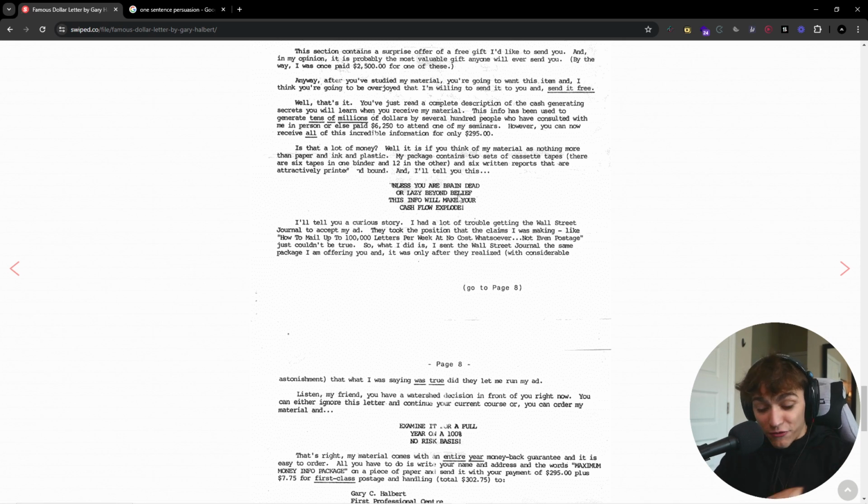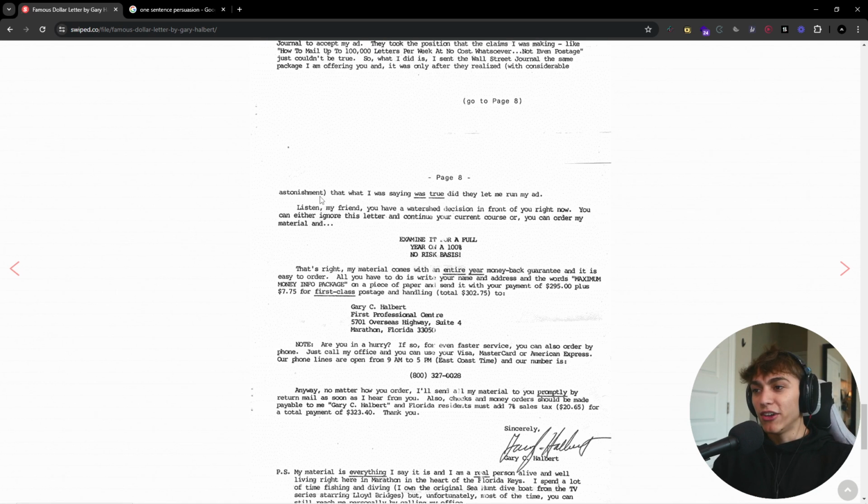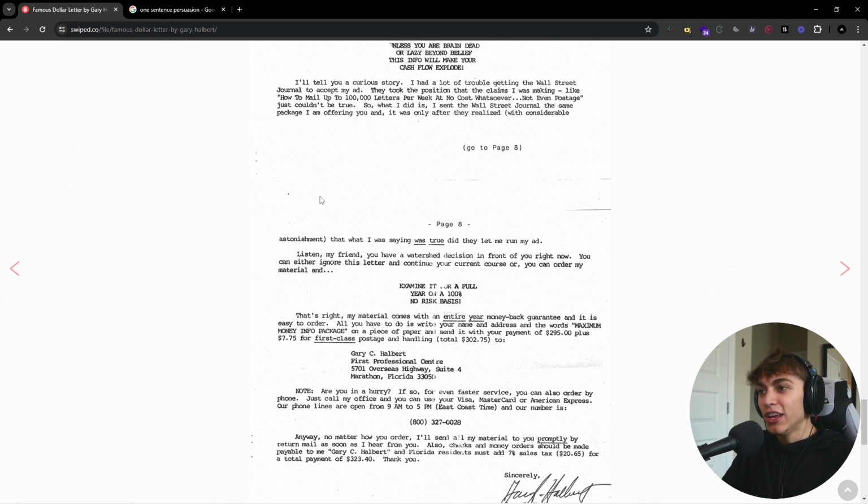If you can't do these simple actions, or if you just keep doing this simple bad action, you will not reach your dream outcome. Or if you just do these actions, you will reach your dream outcome. He's basically showing you a guarantee. And so his way of doing it was a negative-positive. Unless you're brain dead or lazy beyond belief, this will make your cash flow explode. Negative hooks are common. People love negative hooks. It taps into human psychology. It just makes you think, oh shit, anyone can do it.